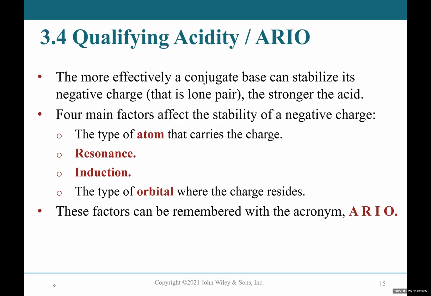Here we're talking about stabilization. So the more effectively a conjugate base can stabilize its negative charge, the stronger the acid. 4 main factors affect the stability of a negative charge. We have resonance. Remember, we had this one double bond here, and we could go here. So we'd have resonance right here. Induction, and the type of orbital where the charge resides.